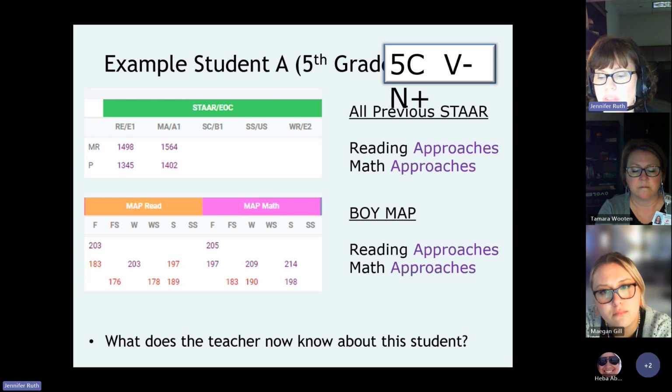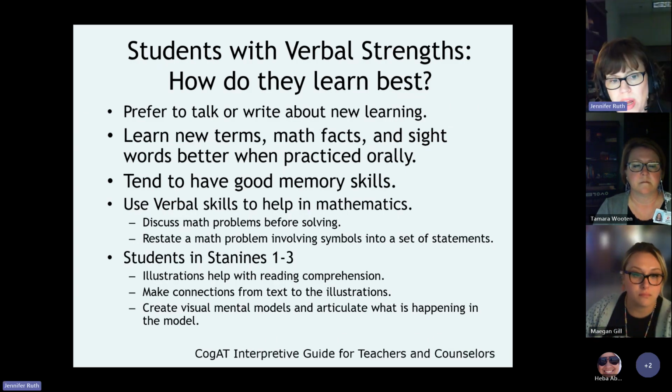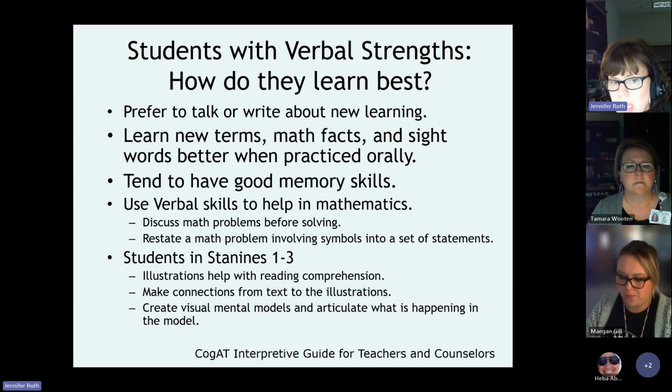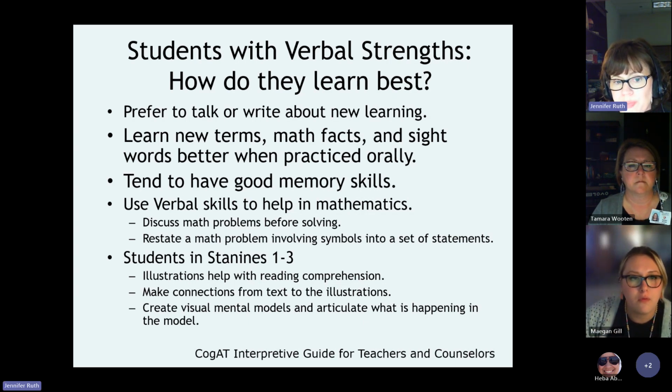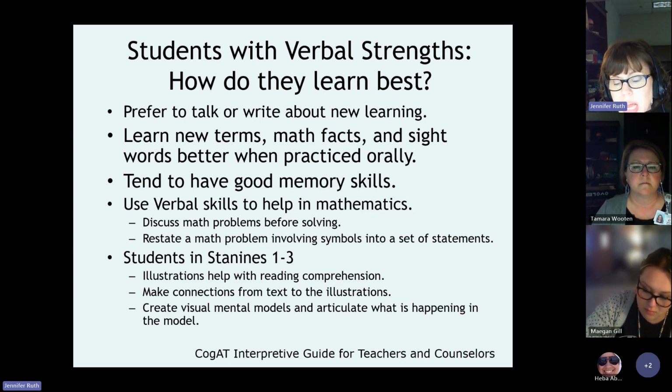So let's talk more about those different kinds of learning and how they would impact a student's learning. A student who has a verbal strength, a V plus student, learns best through reading, writing, listening, speaking. They prefer to write or talk about new learning. They tend to have good memory skills. These are students who can listen and follow directions, listen to you speak and understand that very well. They can read a text and understand it very well. They learn best through the ways we typically teach in the classroom.